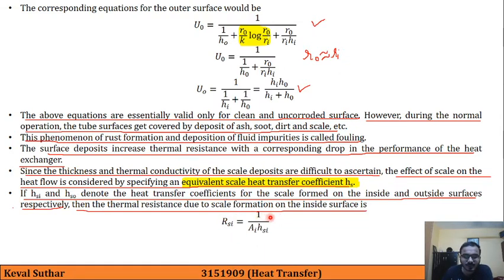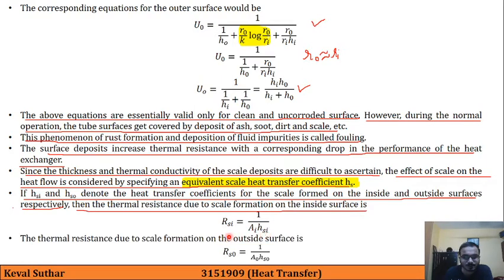And the thermal resistance due to such scale formation is given by this formula: RSI is equal to 1 divided by AI HSI. That is based on the scale which has been deposited on the inner surface, and for outer surface separate resistance is there. RSO is equal to 1 upon AO HSO.